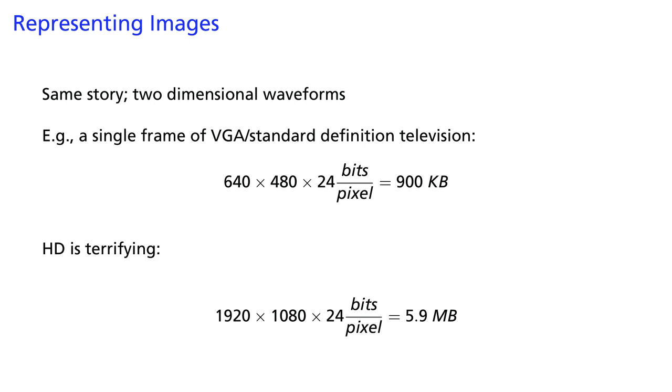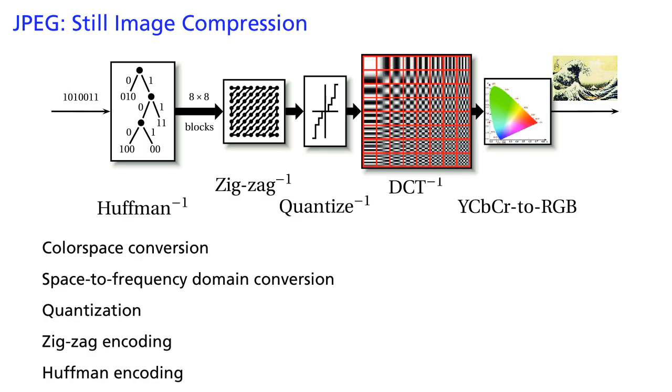If you start looking at HD, 2K displays are 1920 by 1080, and again 24 bits per pixel. It's nearly 6 megabytes just to represent one frame. And as soon as you start talking about video, the amount of data involved is just insane. As with audio, some of the best image compression algorithms rely on behaviors of the human perceptual system. A relatively successful one is JPEG, and this is for still image compression.